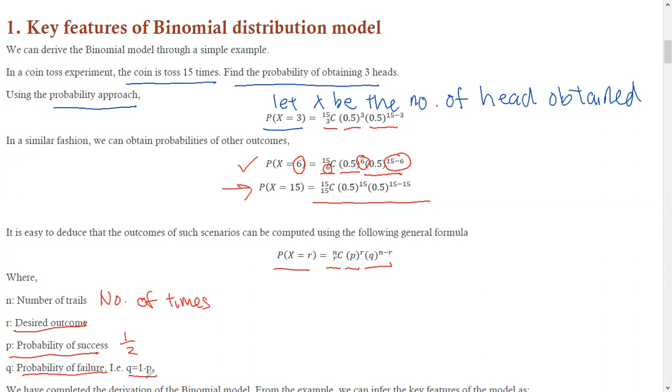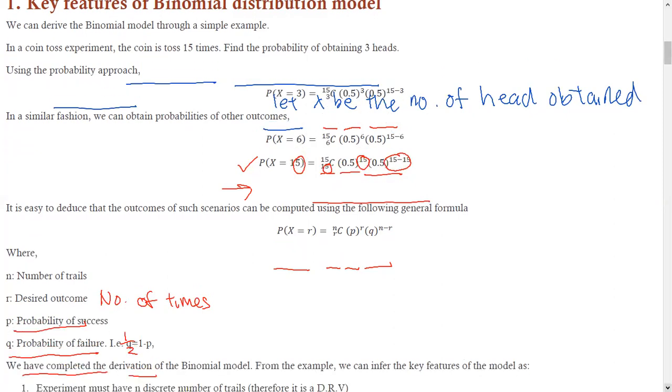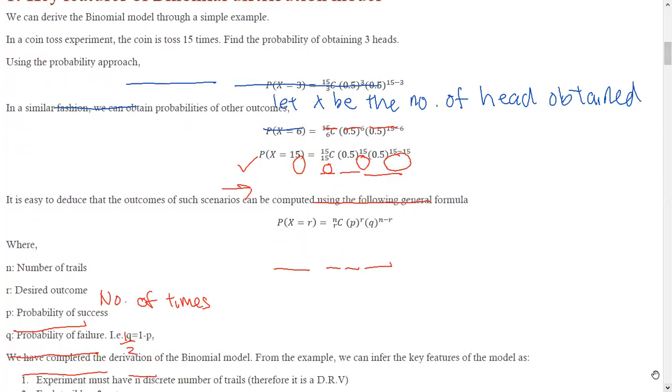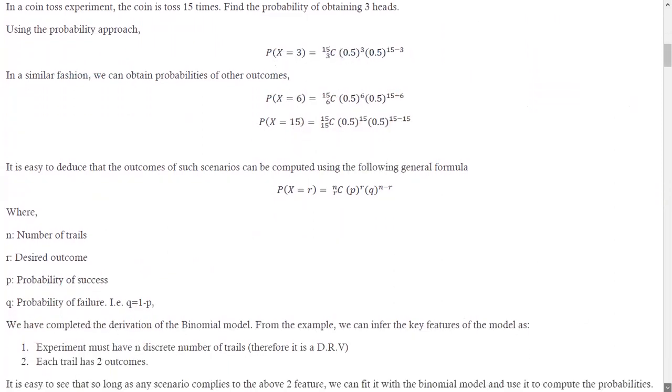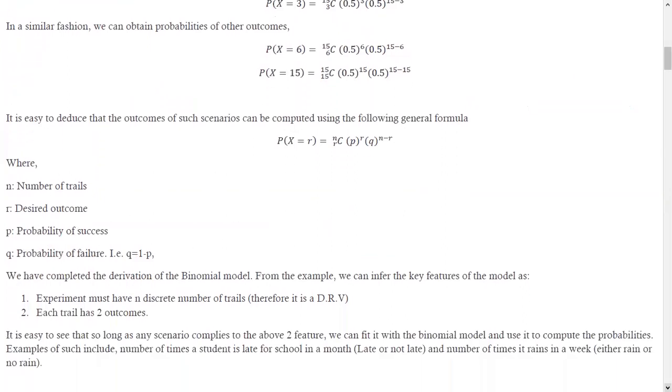So ladies and gentlemen, what we have here is actually our binomial model. We have actually completed the derivation of the binomial model. Which one is our binomial model? The binomial model is represented by this equation over here, and the parameters have this meaning.